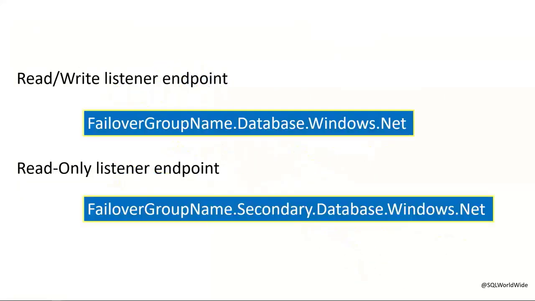As soon as you set up failover groups, you get these two endpoints. The first one is for read-write, and the second one is for your read-only traffic. And as I said, if it fails over, you do not have to do anything. It will automatically redirect to the appropriate server.